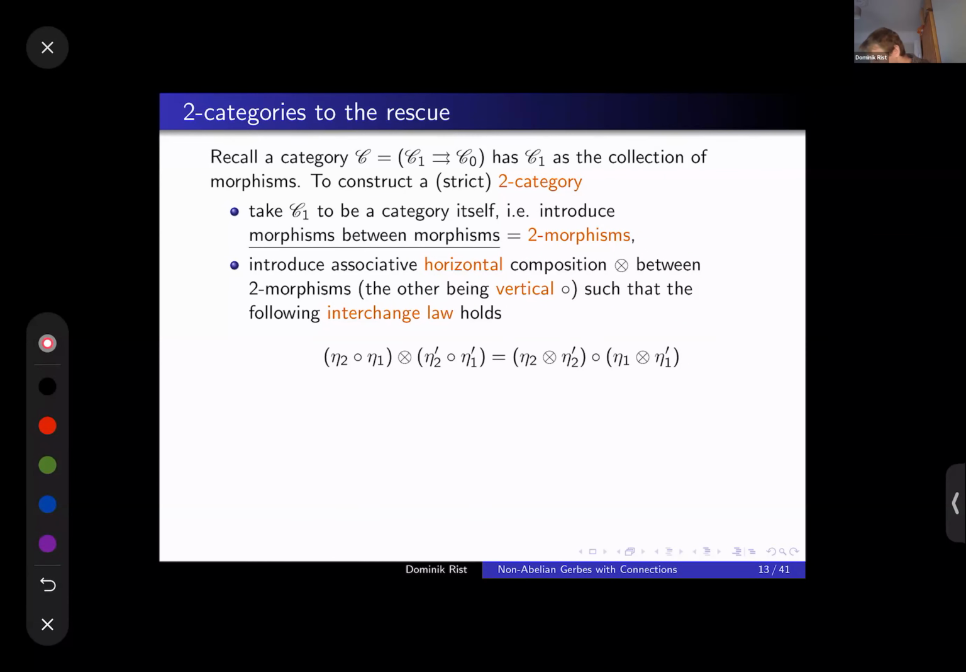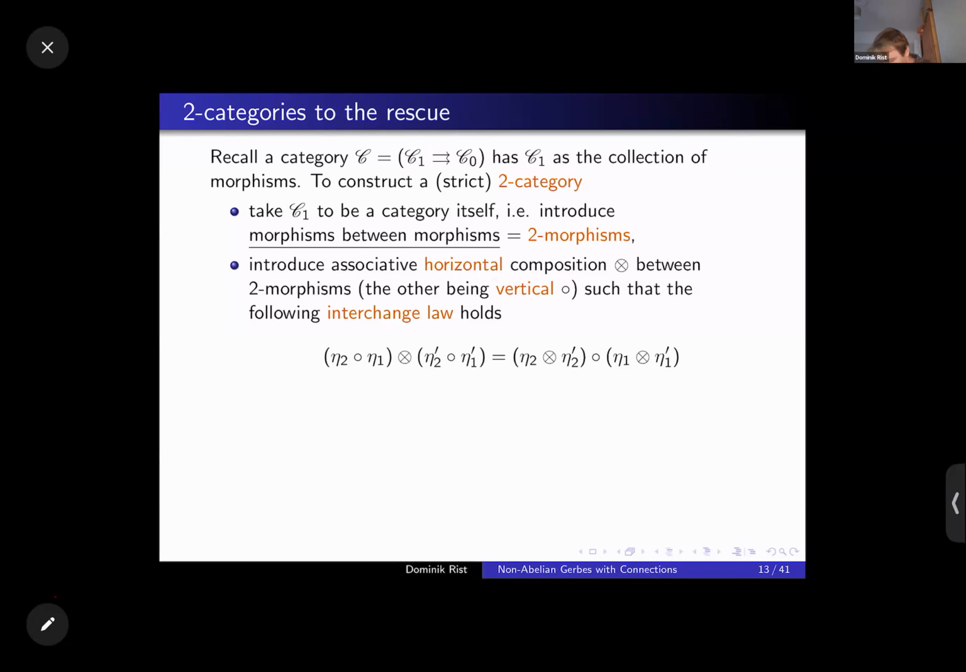So a strict two category just means that I take my category, right? So I had a collection of objects and a collection of morphisms, and I take the collection of morphisms to be a category itself. So that means I introduce some kind of higher morphisms, or two morphisms, into the game. And I also introduce a new composition called the horizontal composition between two morphisms.